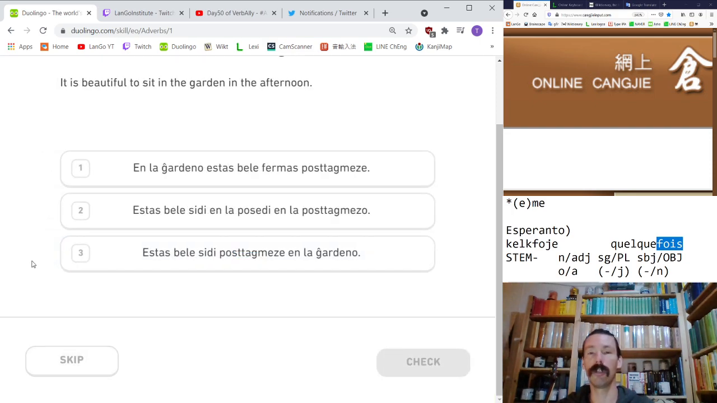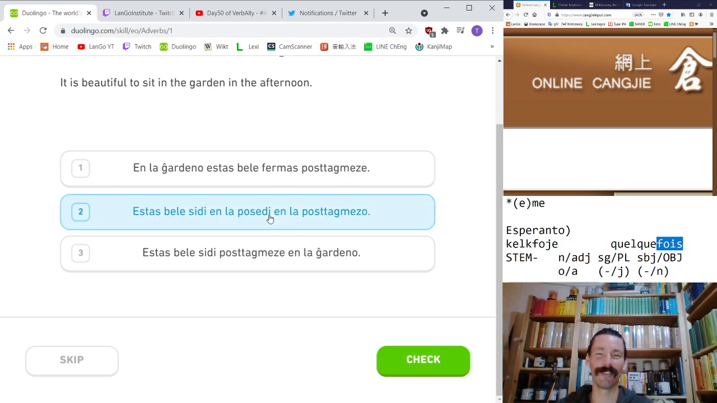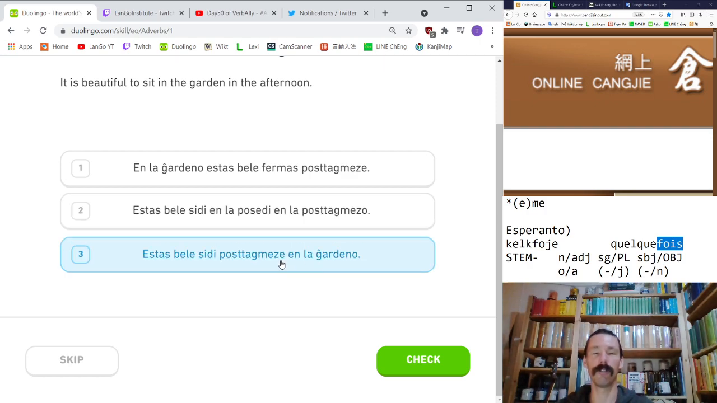It is beautiful to sit in the garden in the afternoon. Estas bella sidi, infinitive, en la postagmezzo. This too looks like a good candidate. En la giardeno estas belle. Estas belle, sidi postagmeze en la giardeno. Just a different word order there.